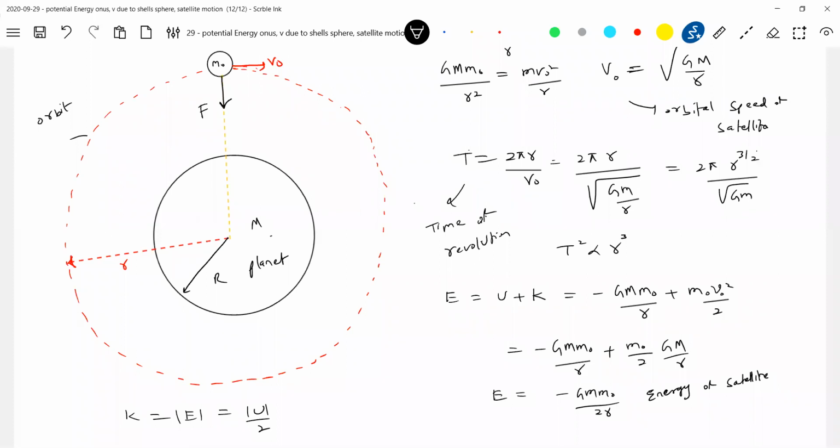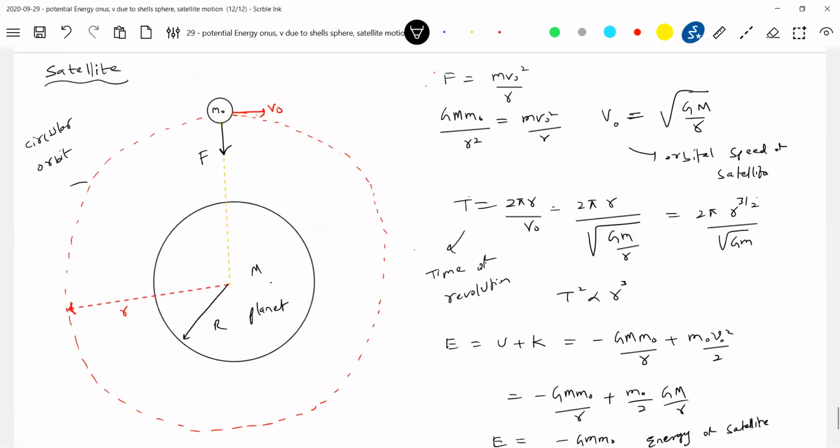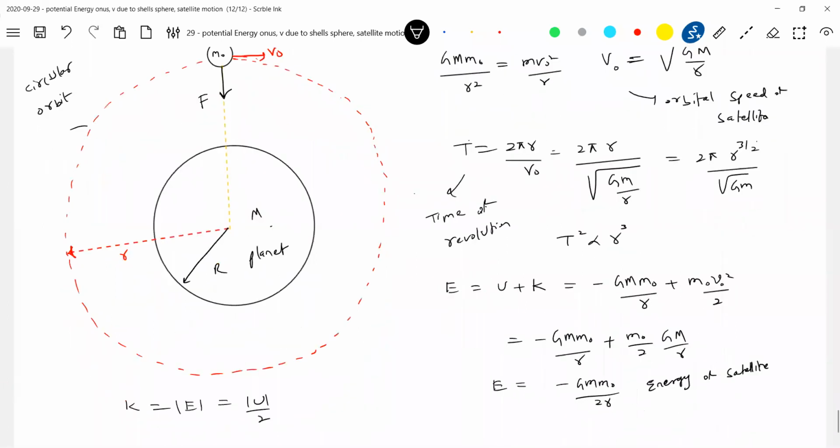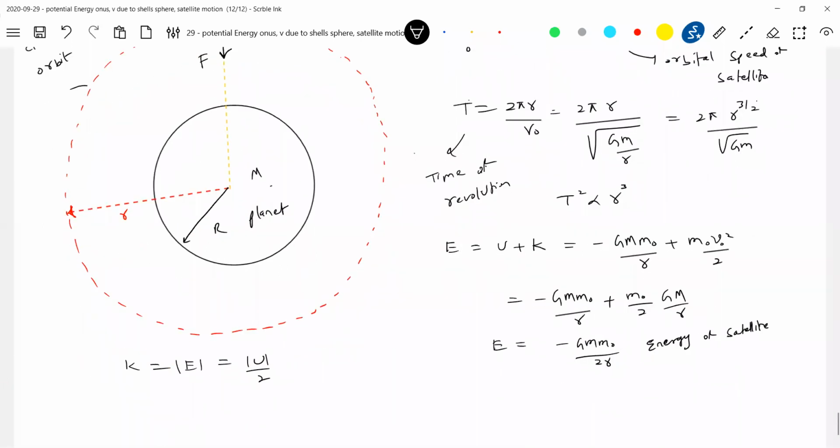I got a negative value. What do you mean by that? If the total energy of the satellite is negative, it will be a closed or elliptical orbit. We are discussing the circular orbit here. So if you get the total energy negative, then that particular orbit is said to be a closed orbit here. And what about this force? It is a central force, acting along the line joining the center of the satellite to the center of the planet. Okay, this is about the orbital speed, time period of revolution, and the energy of a satellite here.